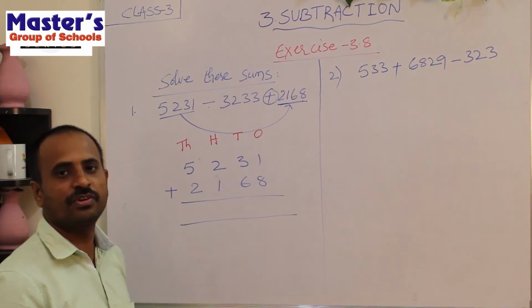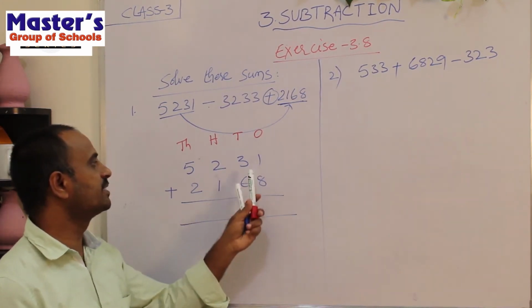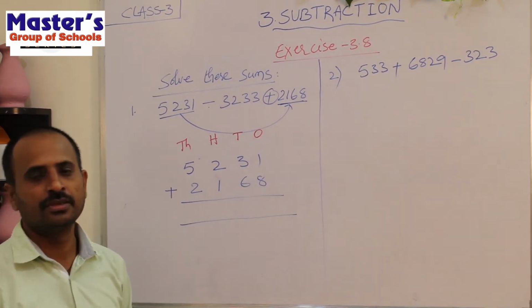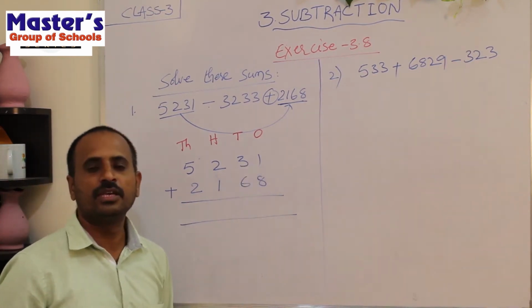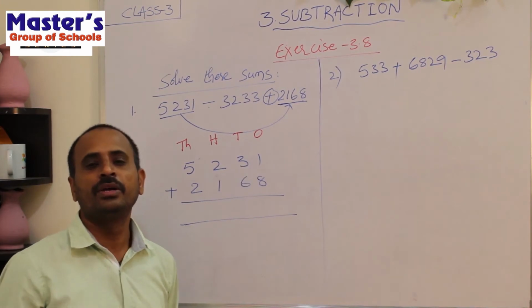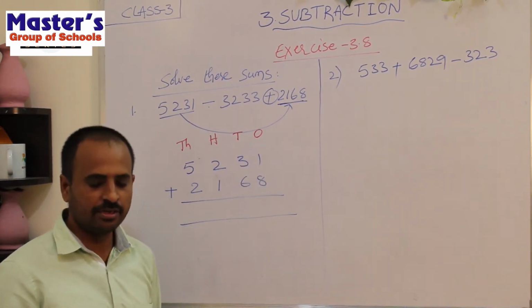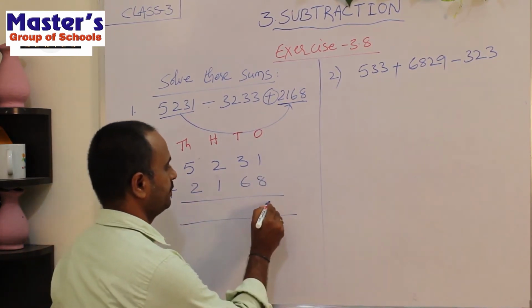So start addition from ones place. So what are the digits present in ones place here? Here 1 and 8 are present in ones place. So add 8 to the 1. So if we add 1 to any number, we will get its next number. What is the next number to 8? 9. So write 9 here.